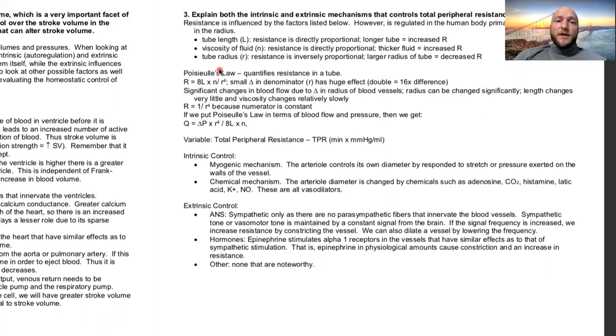Well, we've got Poiseuille's law, which quantifies resistance in a tube. I don't speak French, I'm probably saying that wrong. So here's the equation. R is equal to 8 L times eta divided by pi r to the 4th. Radius is to the 4th, so a small change in radius can have a huge effect on resistance.